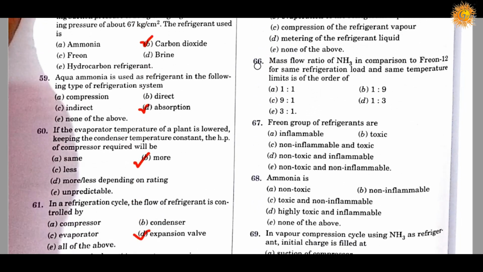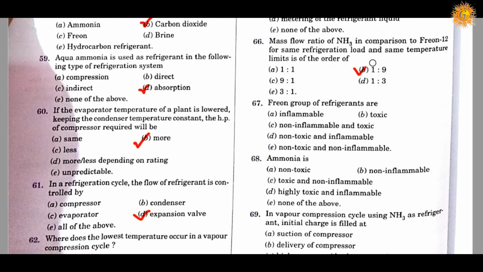Question 66. Mass flow ratio of ammonia NH3 in comparison to freon 12 for same refrigeration load and same temperature limits is of the order of option A 1:1, option B 1:9, option C 9:1, option D 1:3, and option E 3:1. So the correct answer is B. 1:9 is the mass flow ratio of ammonia and freon for the same refrigeration load.